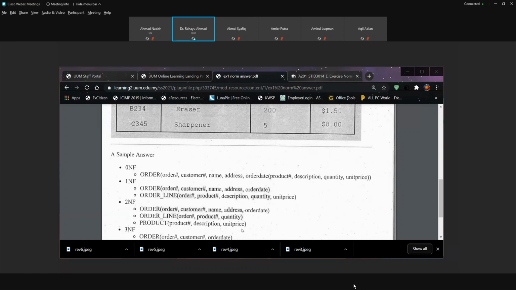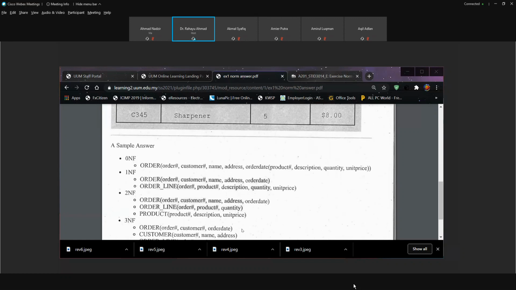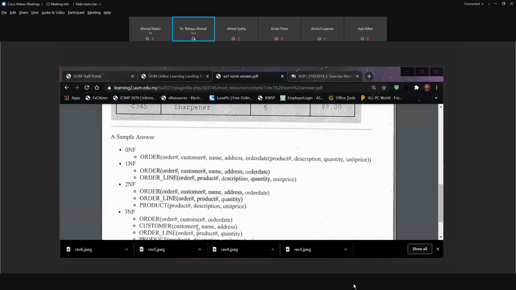So for the third one, saya kata apa? Check the transitive dependency. Ada tak an attribute? What is transitive dependency? Is there any attribute that depends on a non-key? Okay, so kita check table kita. This one. Ada tak yang depend on a non-key? Key dia kat sini adalah order number. So which one depends on a non-key?